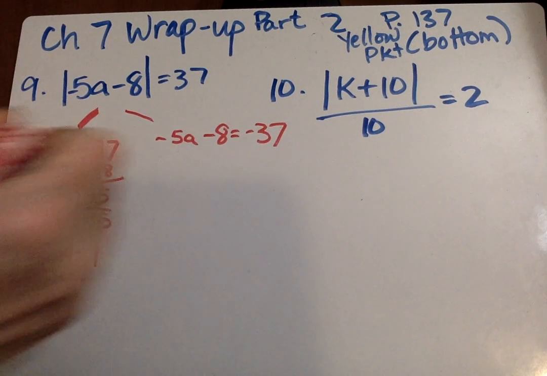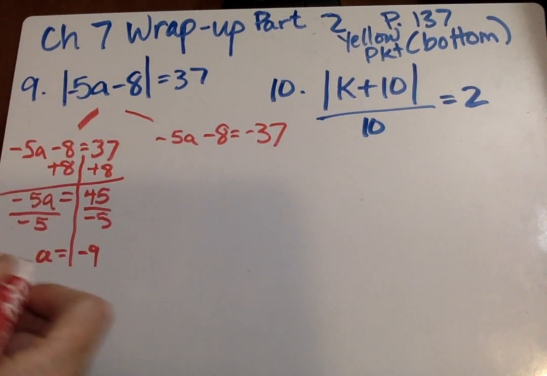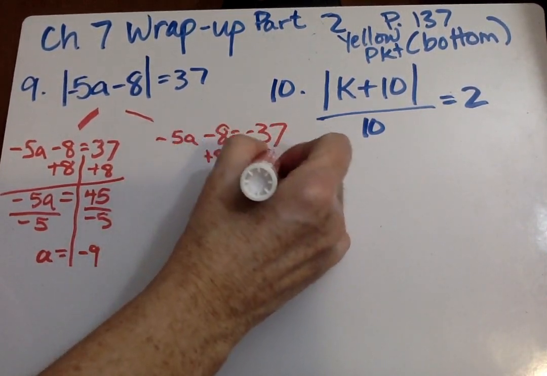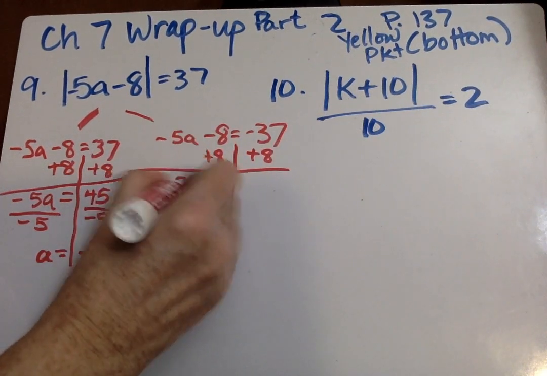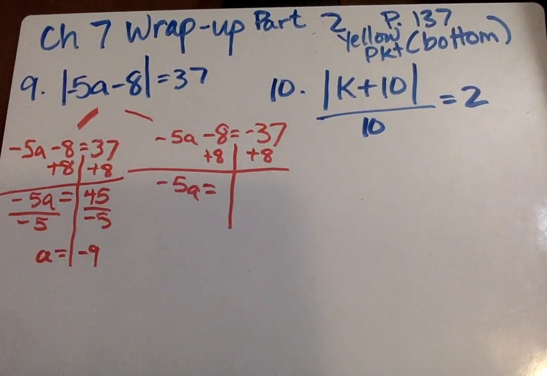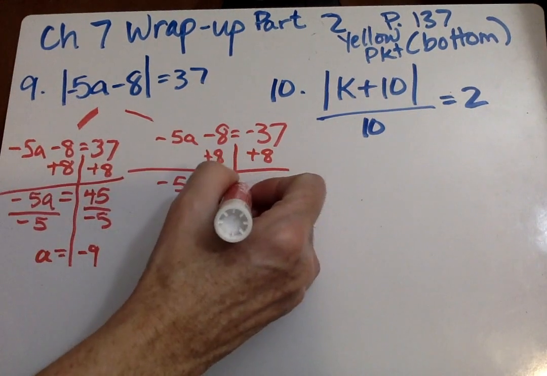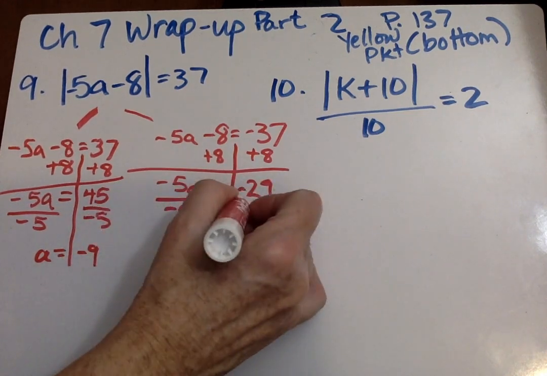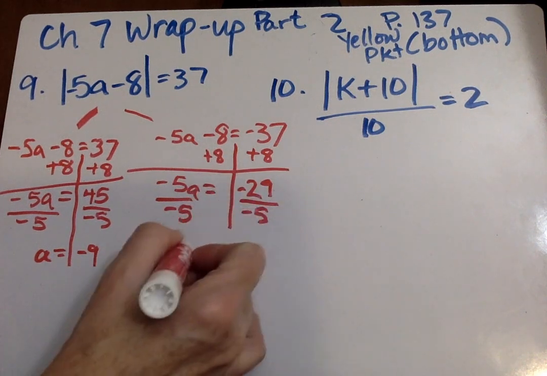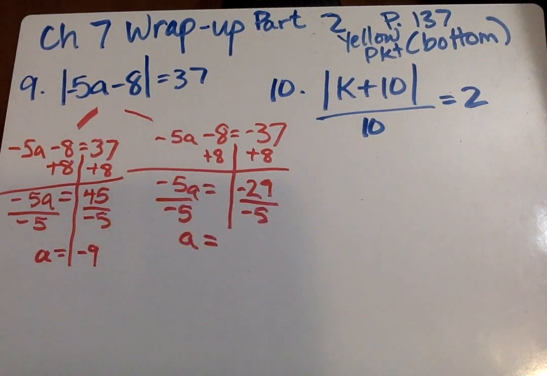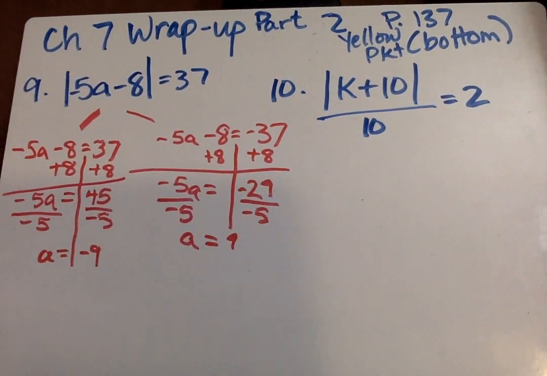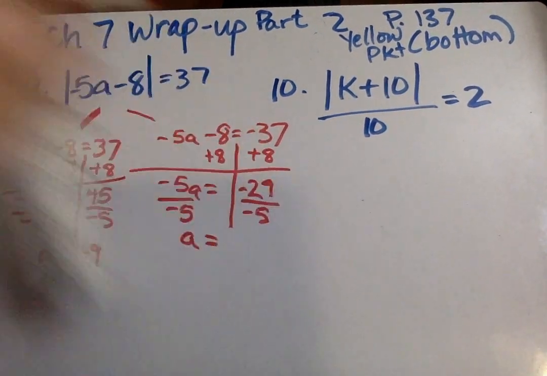Okay. Next, right here, down the equal sign, we're going to add 8. Negative 5a equals, let's see, negative 37 plus 8 is negative 29. Divide by negative 5. What's a negative divided by negative? It's now becoming a positive. 29, whoops, not a 9. 29 over 5.